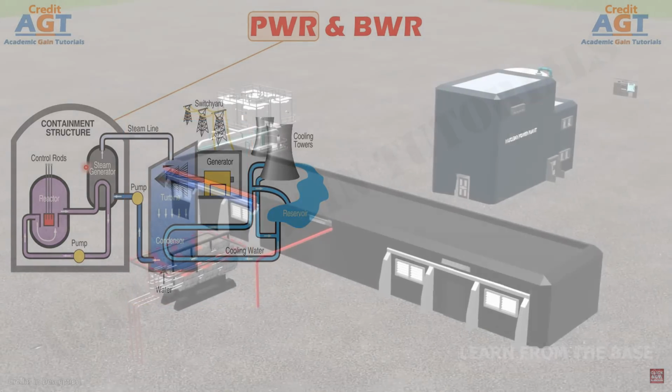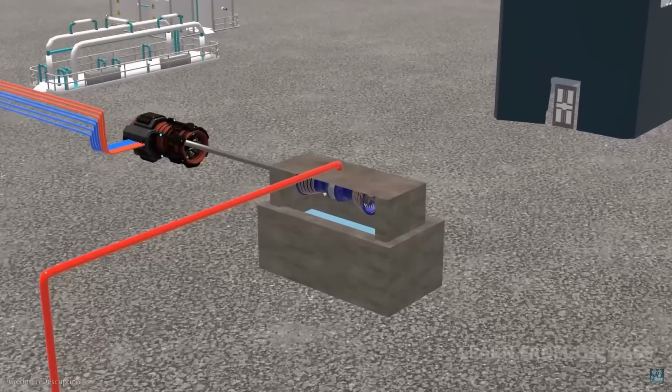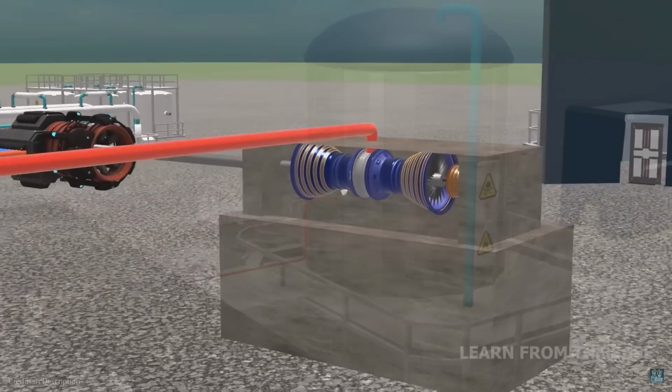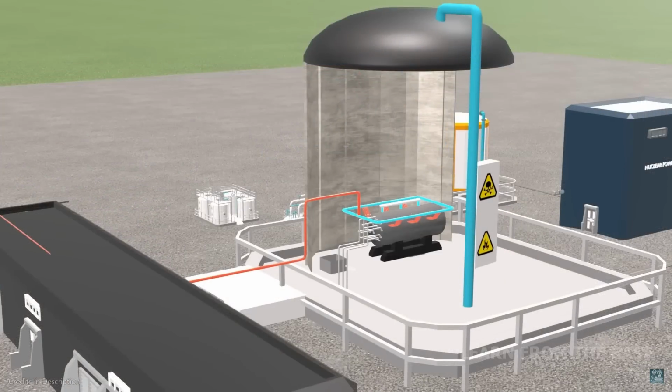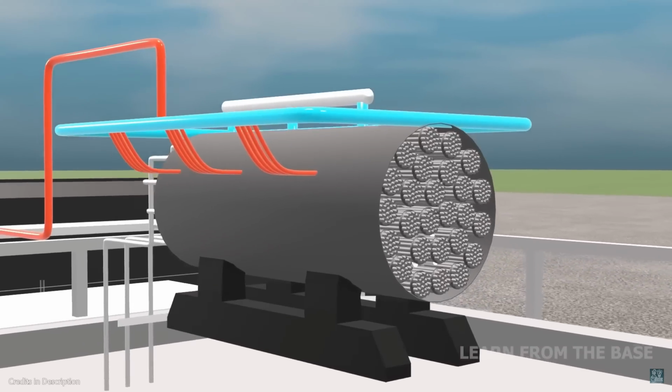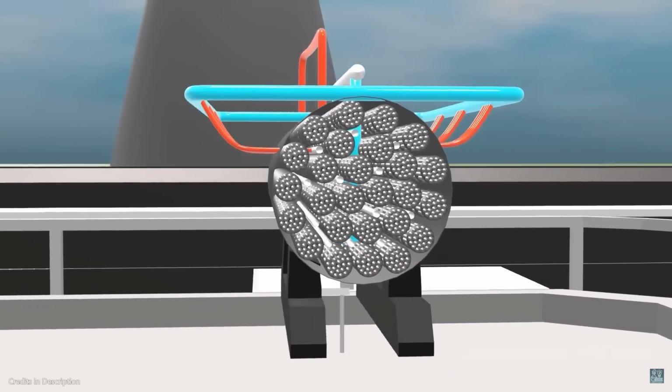The steam is then used to drive a turbine, which is connected to an electric generator. After passing through the turbine, the steam is condensed back into water and returned to the steam generator to be heated again.